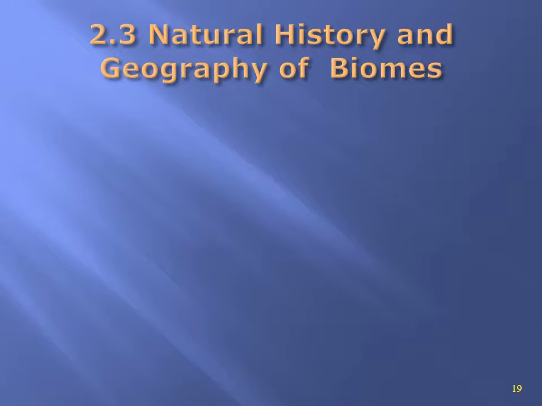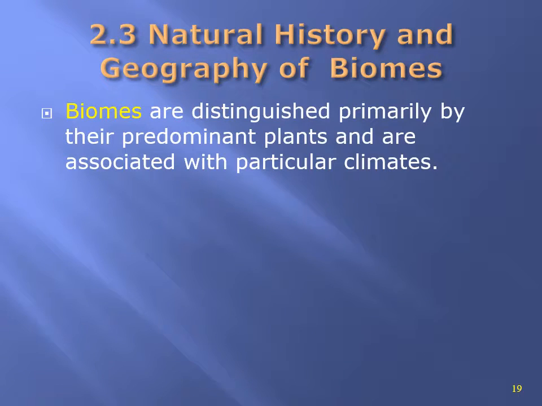The next section of the chapter covers biomes, and the different biomes listed in your chapter, the ones that you'll be picking from to do your biome presentations on. And a biome is distinguished primarily by their predominant plants and are associated with particular climates. So biomes occur in different climate areas, and those areas usually tend to have a similar group of plants in them. So for example, in all deserts, you'll find similar type plants. In forests, you'll find similar type plants. We're going to go through those different biomes as the last part of this lecture.